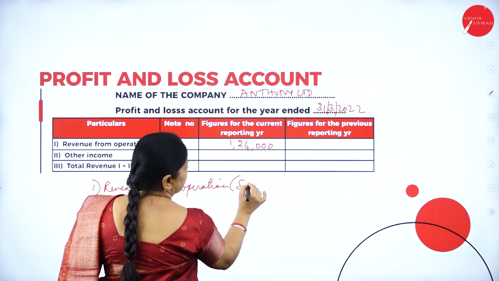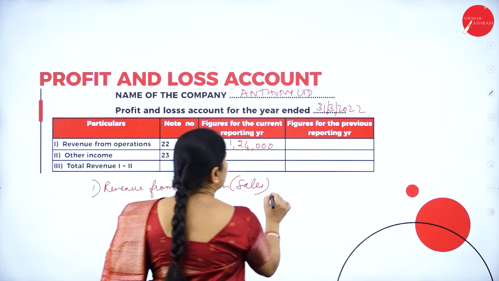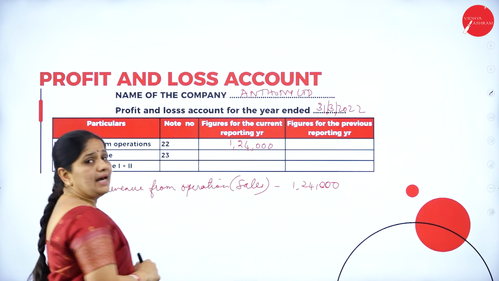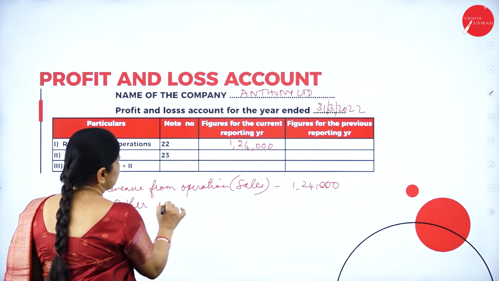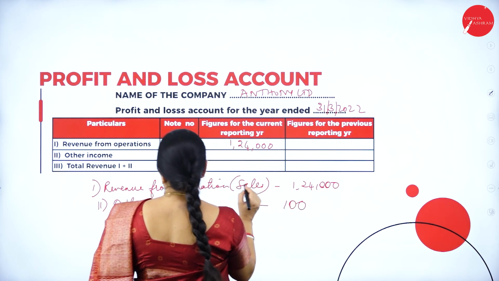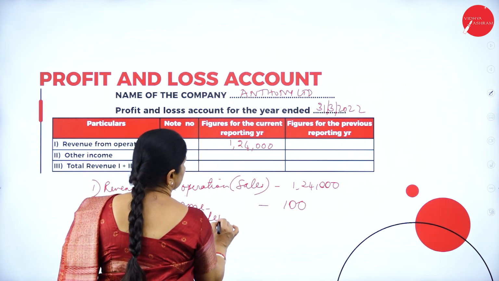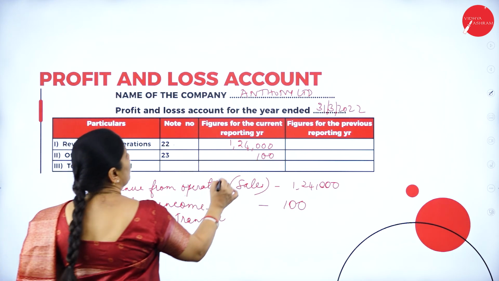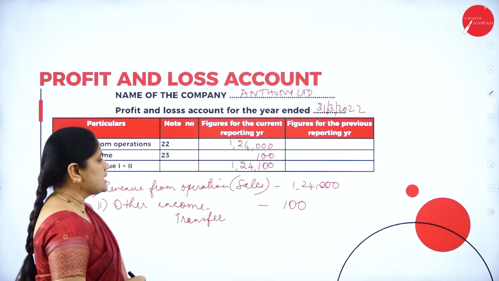So it is nothing but the sales value which you have to write. Now the sales value is given as 1,24,000. So I write 1,24,000. Other income. So what is that other income here? Other income is the transfer fees. So transfer fees is given as 100 rupees. So I write it as 100. So this is nothing but the transfer fees. So 100 rupees only. So the total income will be 1,24,100. So this is the answer.